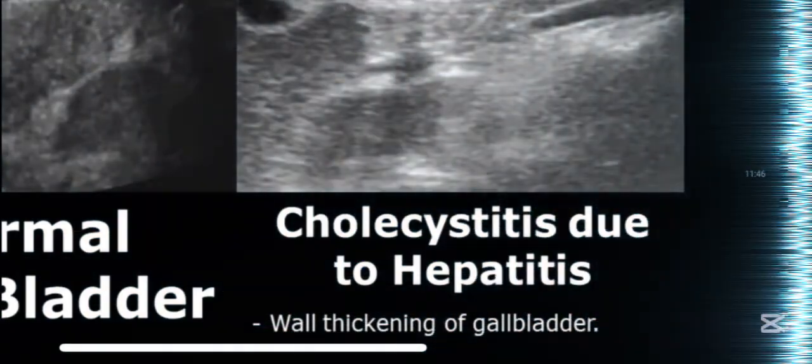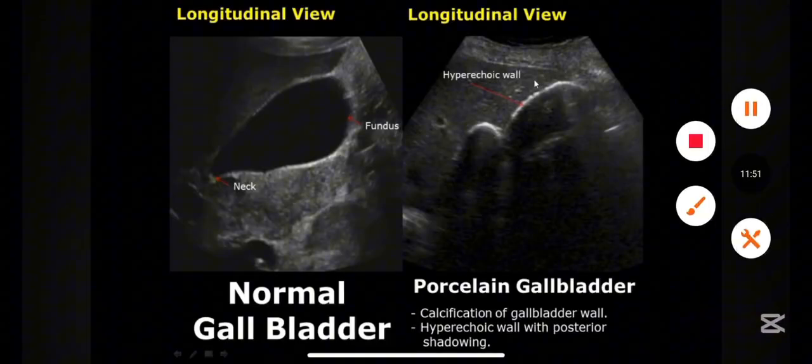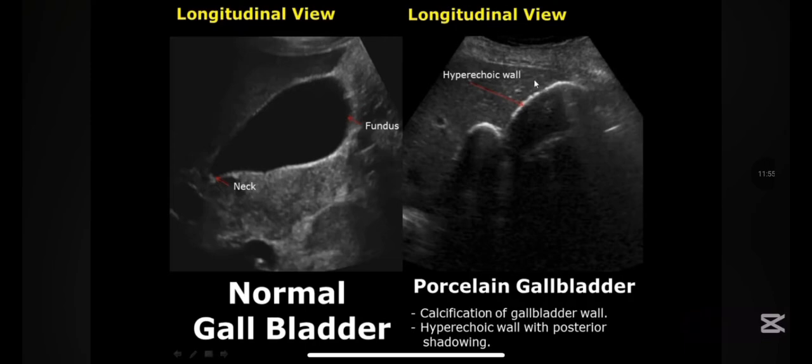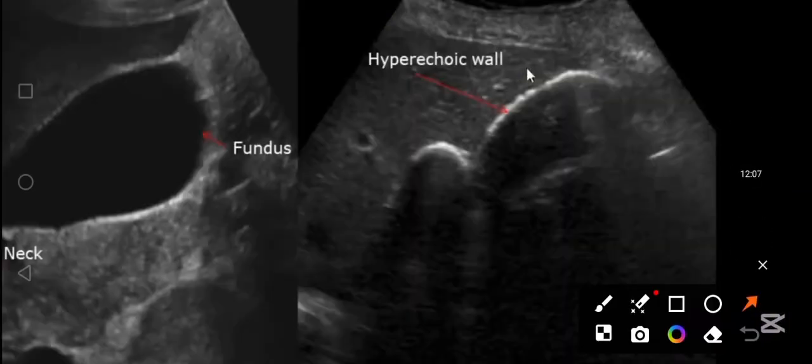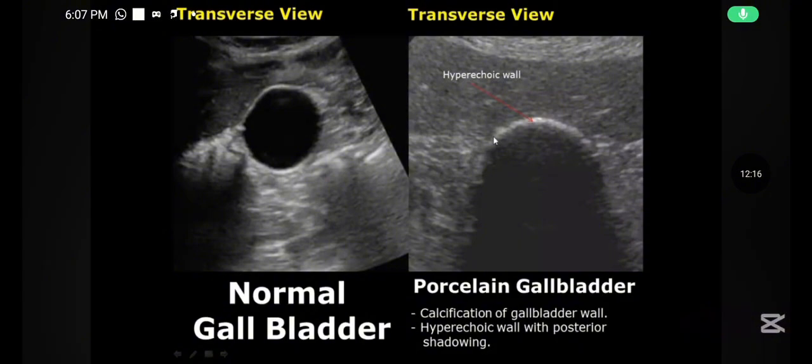The next one is the porcelain gallbladder. Porcelain gallbladder presents as calcification of the gallbladder wall, and we will see a hyperechoic gallbladder wall with posterior shadowing. Here is the gallbladder wall, which is hyperechoic, and here is the shadow, that is the posterior acoustic shadow. Here is a transverse view showing the hyperechoic wall with posterior acoustic shadowing.